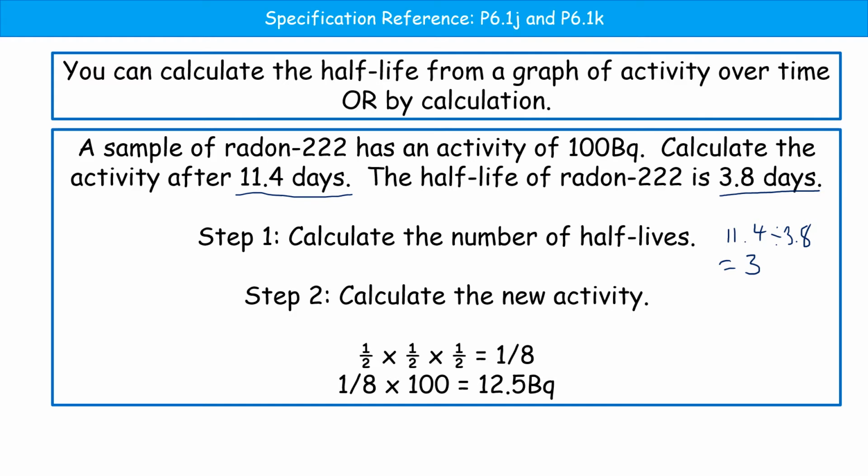Because we've got 3 half-lives, we start with an activity of 100. So what we need to do is basically reduce that 100 by half 3 times over. The easiest way to do it, just use your fractions. Half times a half times a half gives you an 8. Therefore, 1/8 of 100 is 12.5 becquerels. If you're really not good with fractions, you could literally put 100 in your calculator and then divide by 2, divide by 2, divide by 2 again. I think the fractions are easier, but it's up to you how you do it.